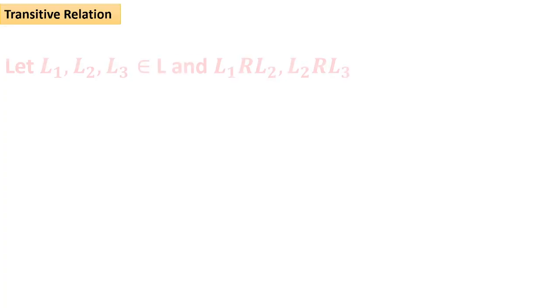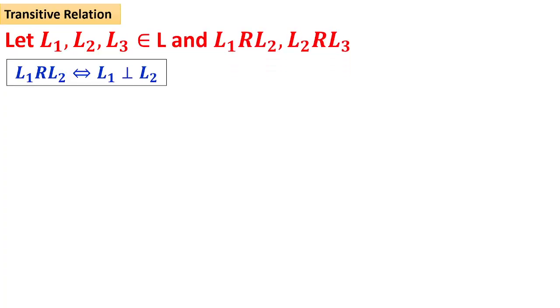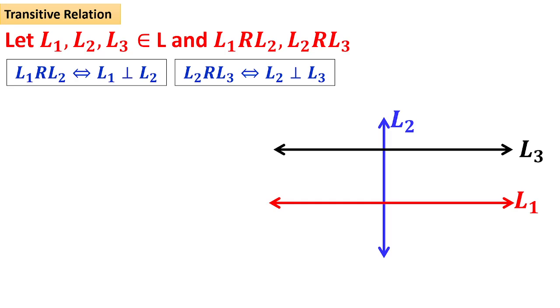Let us go to transitivity. We are checking L1 is perpendicular to L2, L2 is perpendicular to L1. Now see the diagram.